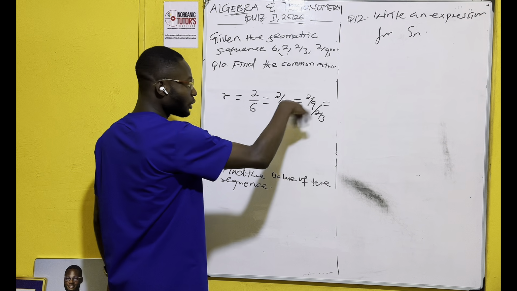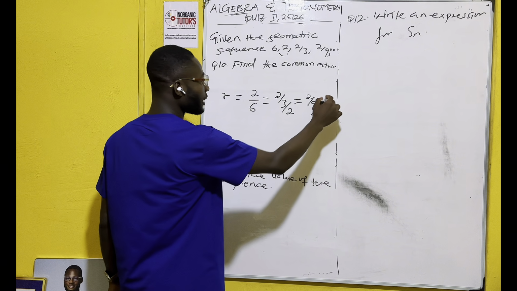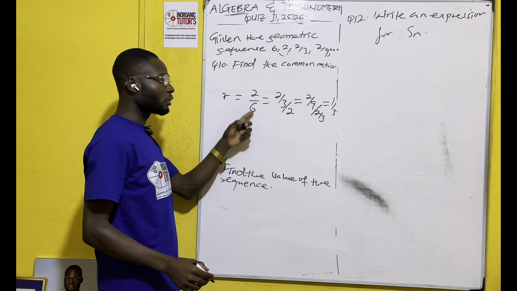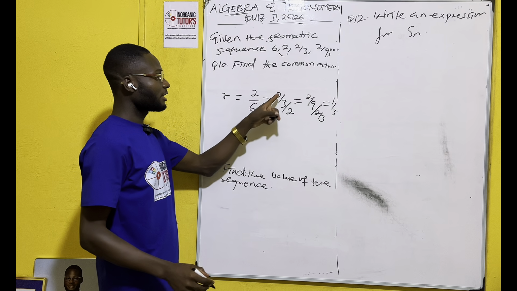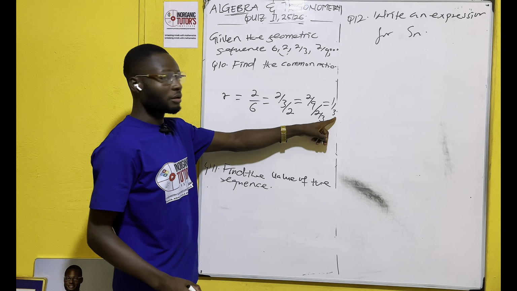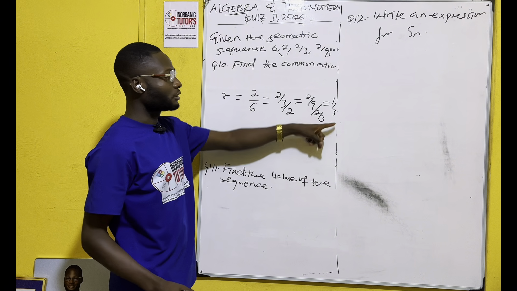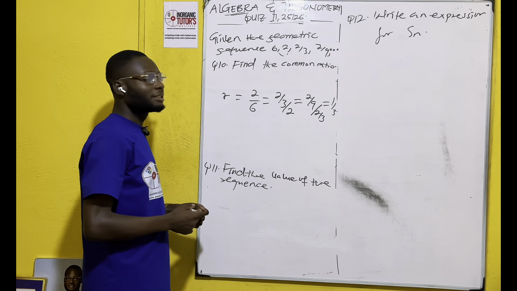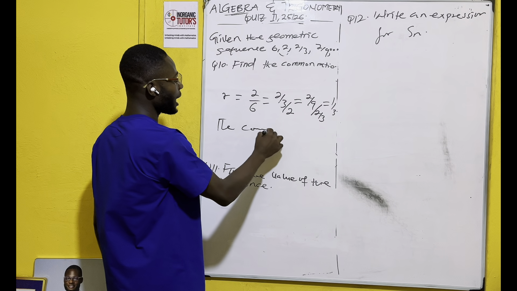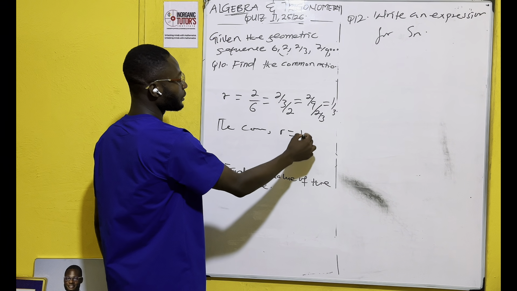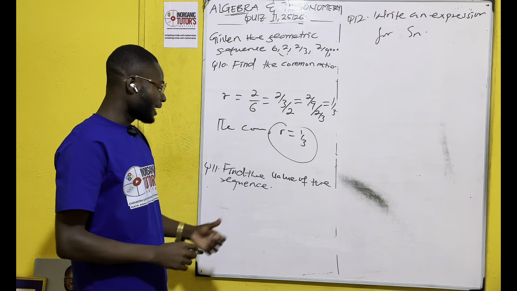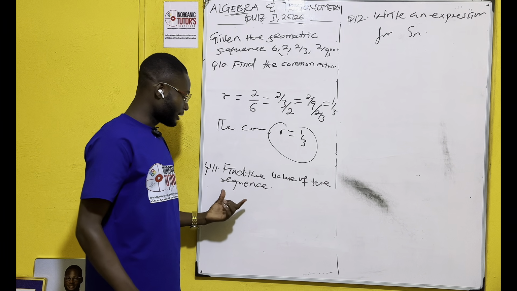When you simplify well, you are going to have 1/3. If you simplify 2 over 6, you have 1/3. If you simplify (2/3) divided by 2, you have 1/3. The same thing applies to this as well. So it means the common ratio R is equal to 1/3. Very, very simple.